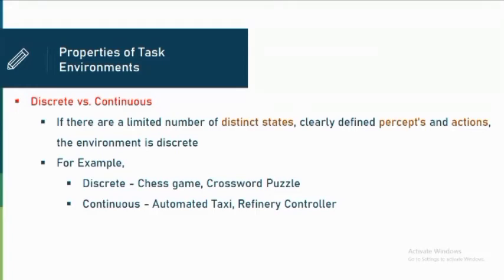But discrete. When we play a chess game or crossword puzzle, we know the distinct number of states. Sorry, the states are not fixed, but we know the steps. We know how many steps we can perform, or how many steps in future we can perform. So that is discrete versus continuous. Examples of discrete are the chess game and crossword puzzle, and continuous means an automated taxi or the refinery controller. These are examples of continuous.